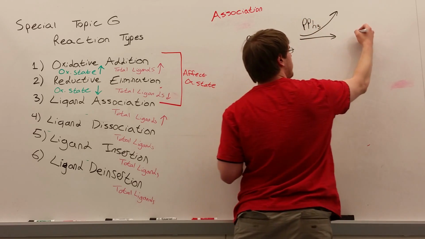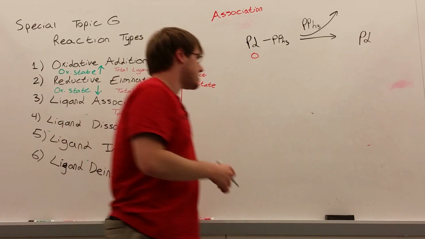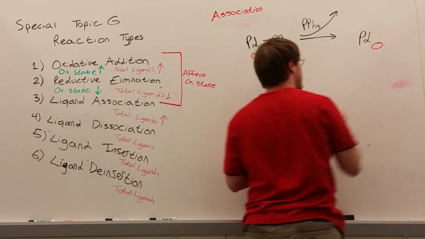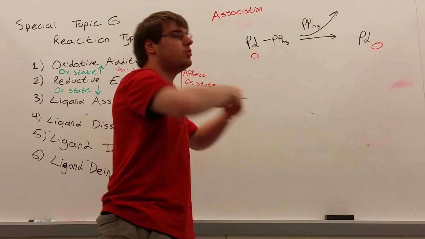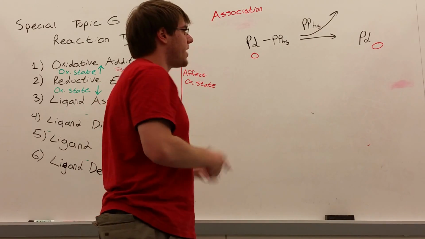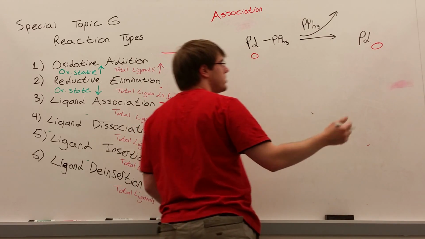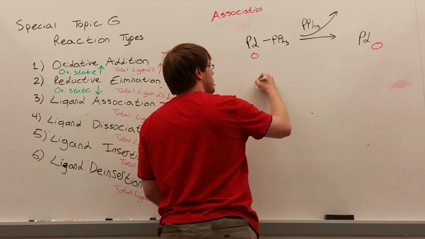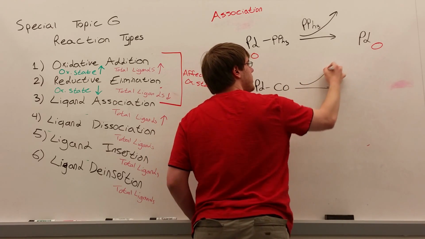Well, all I did was remove a ligand from my metal, but I did not affect the oxidation state. The oxidation state remains 0. So this is your first example of ligand dissociation. The ligand has removed itself from the metal without affecting the oxidation state. And then I'm basically going to be redrawing what I just did for association, but the opposite. So Pd with a CO on it, and then we see the CO leaving.